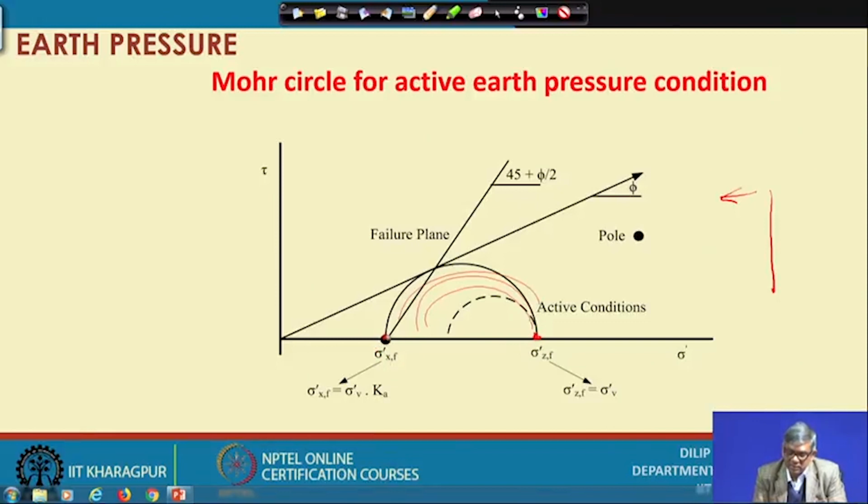So, in the active case, this is the Mohr circle, and you see this Mohr circle now becomes tangential to the envelope. So, what will be the failure plane? This is the minimum value of stress at failure. From here, if you join the tangent to this circle, that will be the failure plane, and you can find that this angle is 45 degrees plus phi by 2. That means your original vertical stress is the major principal stress and this one is the minor principal stress.